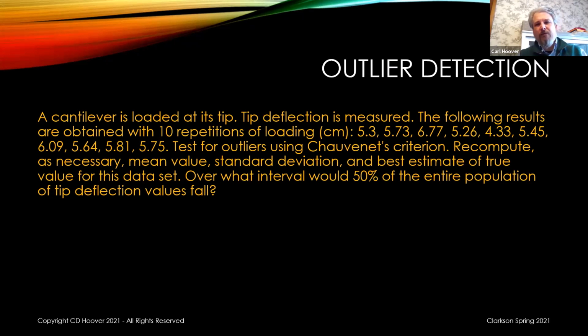5.3, 5.73, 6.7, 5.26, 4.33, 5.45, and so on. Test for outliers using Chauvenet's criterion and recompute as necessary the mean value and standard deviation and get the best estimate of the true value for the data set. Over what interval would 50% of the entire population of the TIP values fall?